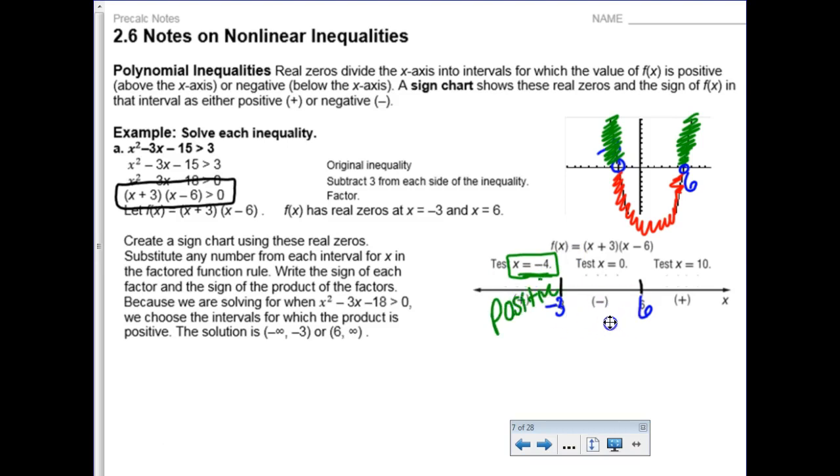And then I'd have you test something in between -3 and 6. A really good number to test would be x equals 0. Again, you'd go to your function and plug it in, either the original or the factored version. But 3 times -6 is a negative number. And then plug in something bigger than 6. So they went with 10, and they computed it and found out that it was clearly a positive number.